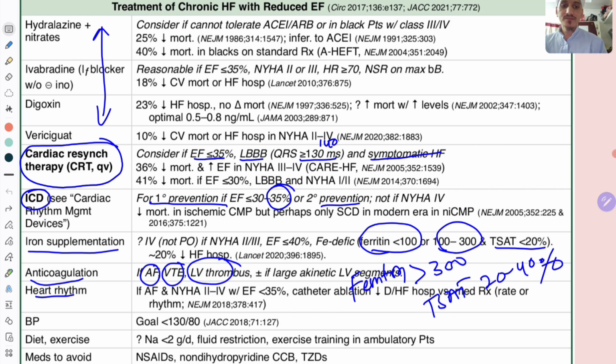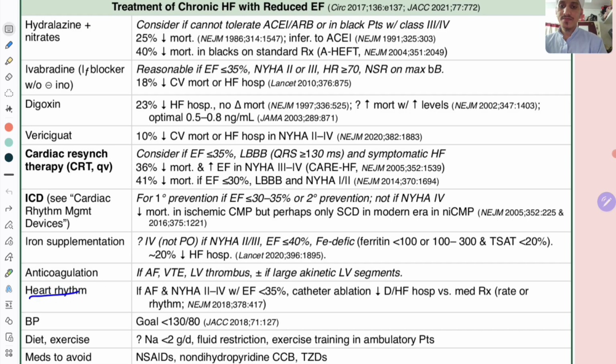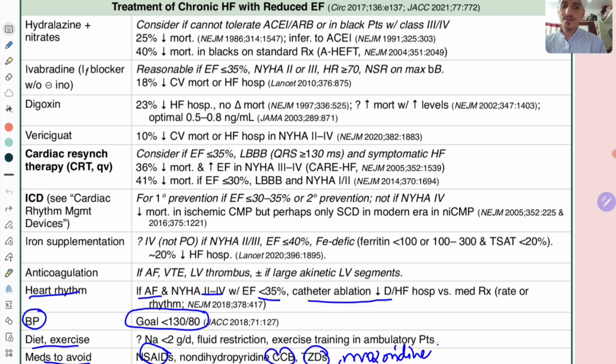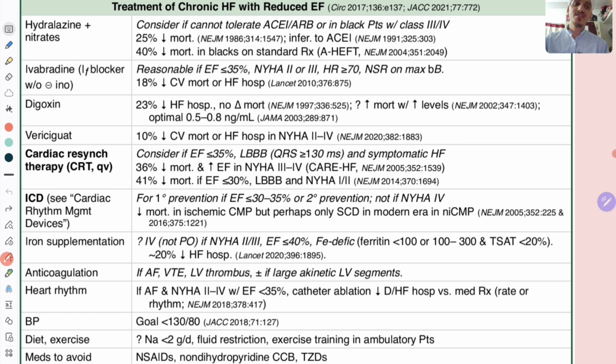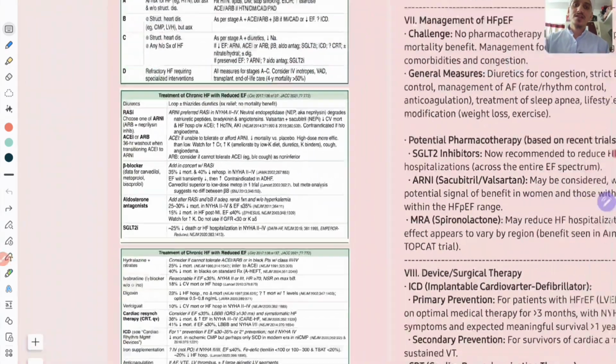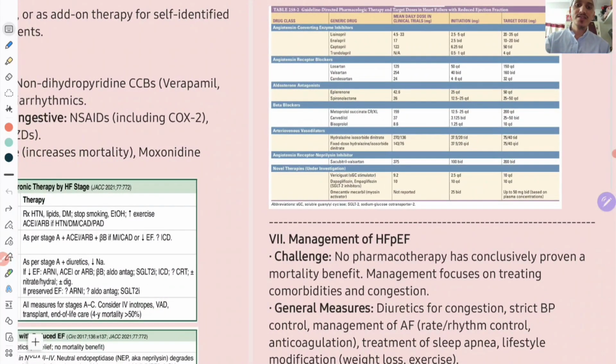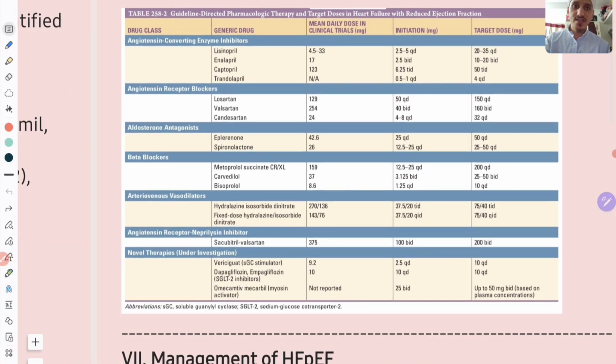Heart rhythm, if atrial fibrillation and NYHA class 2 to 4 with ejection fraction less than 35%, catheter ablation can decrease the HF hospitalization. Okay, what is the BP target? This is important. Less than 130/80 is the BP target. Diet and exercise. Avoid the meds: NSAIDs, calcium channel blockers, TZDs, and one more is moxonidine. Okay, so these are the master flow charts of heart failure. This is the last table we'll discuss, and other things we'll discuss in the next video.